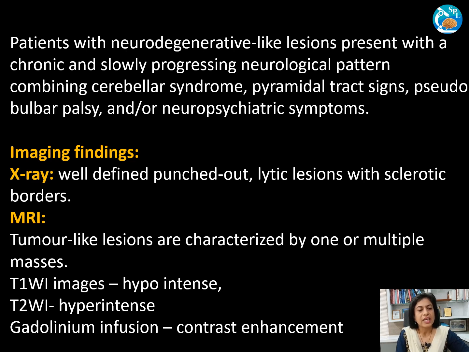Imaging findings: X-ray is very typical, showing well-defined, punched-out lytic lesions with sclerotic borders. The MRI reveals tumor-like lesions that are characterized by one or multiple masses. They are hypointense on T1 and hyperintense on T2. Gadolinium infusion shows contrast enhancement.